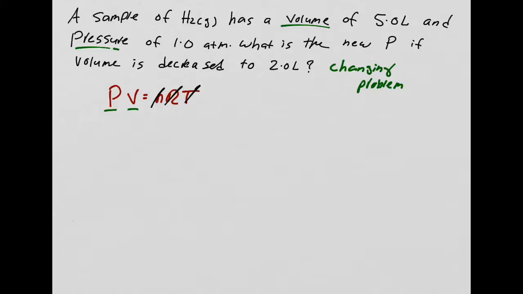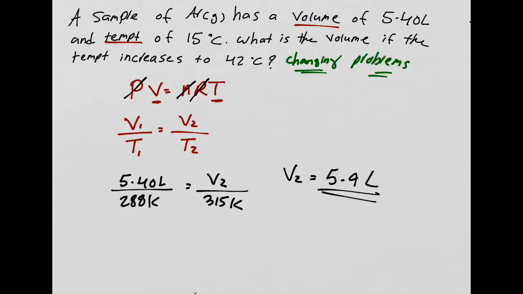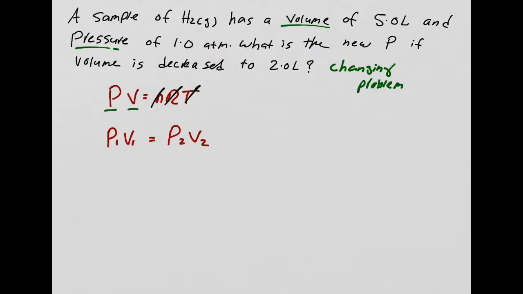These are already on the same side, right? So I can write down P1 V1 equals P2 V2. They were already on the same side. Okay, I'm going to plug it in, in the same way that we did over here. Nothing has changed.